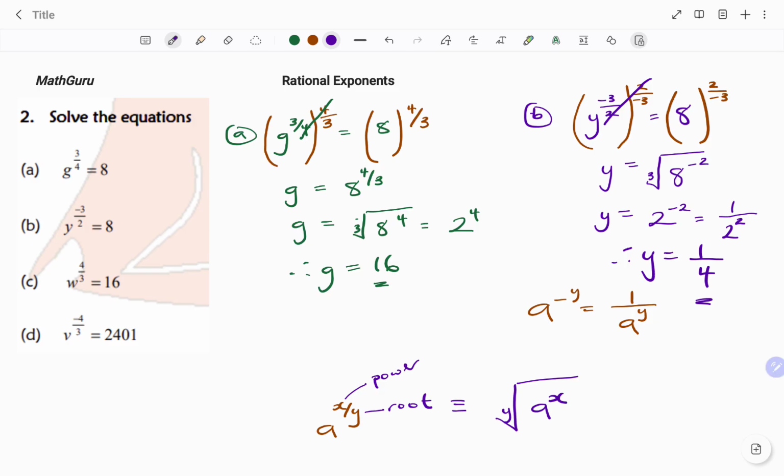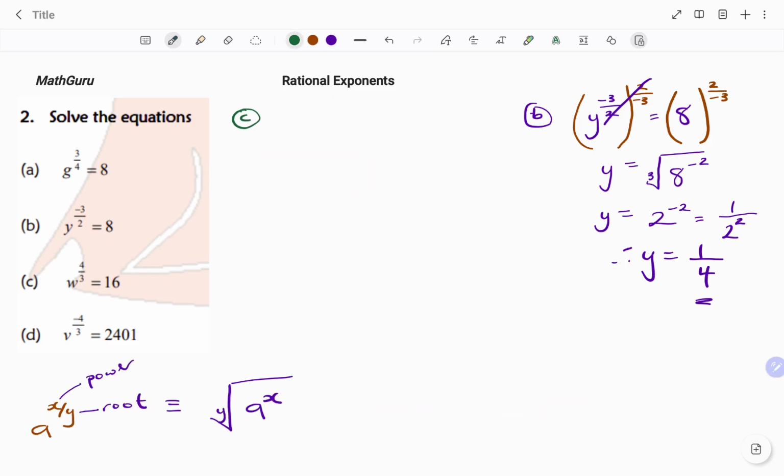Let's look at the third example. I have w to the power of 4 over 3 equals 16. I'm going to do the same: raise both sides to the inverse of 4 over 3, which is 3 over 4. Whatever you do on your left, you do on your right. This becomes 1, so I have w to the power of 1 equals the fourth root of 16, all cubed.